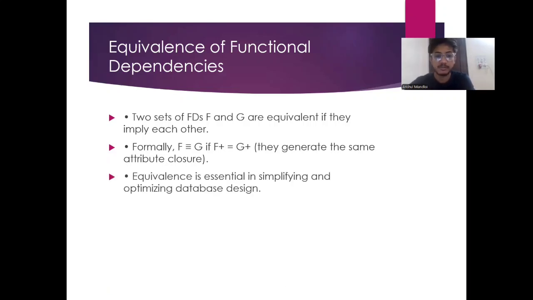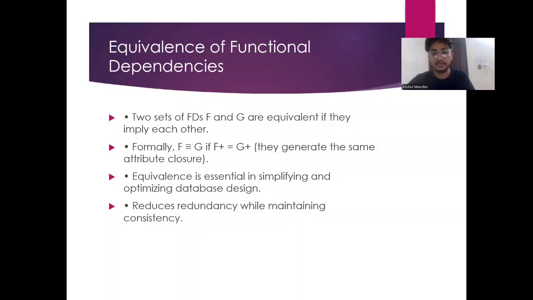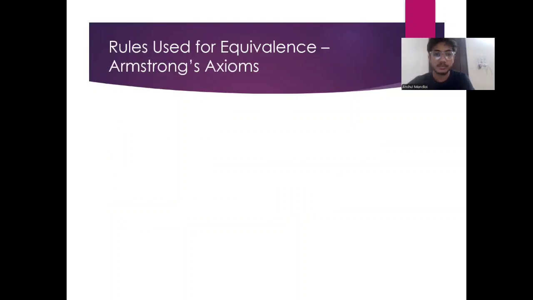Equivalence is essential in simplifying and optimizing database design. It also reduces redundancy while maintaining consistency. Consistency is very important for database management. That's why the more we can reduce the redundancy, the better it is for us, because it makes the database management system more consistent. There are some rules for equivalence, also known as Armstrong's axioms. We're going to take a look at them one by one.